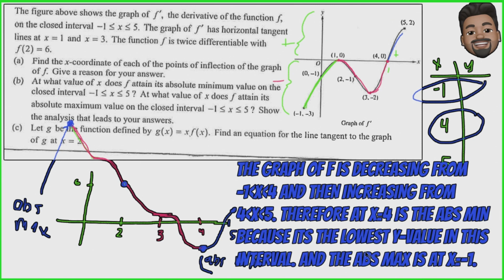You'll notice these problems were really tough. These absolute mins and maxes are pretty brutal, in my opinion. Hopefully you make sense of these. These were in the 2004, 2003 years. They can be pretty tough. Let's go ahead and finish up part C.